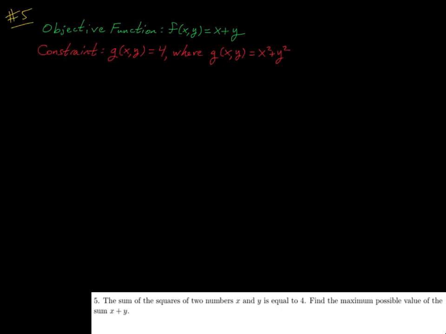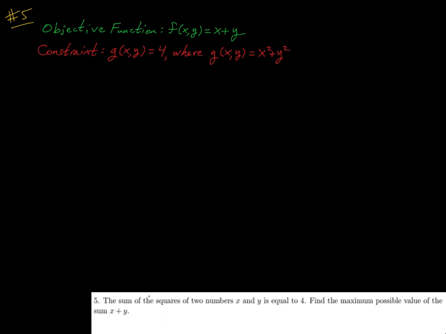Okay, so here we're told that the sum of the squares of two numbers x and y is equal to 4. Our job is to find the maximum possible value of the sum x plus y. All right, so we can set this up as follows. The function we're trying to optimize is the sum x plus y. Okay, so I'll call f of x, y the objective function, that's x plus y. Now, what's our constraint?